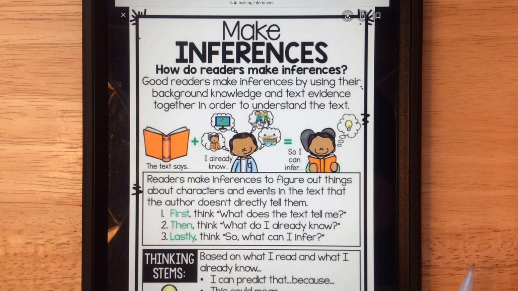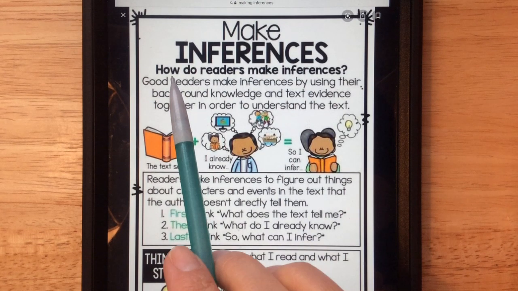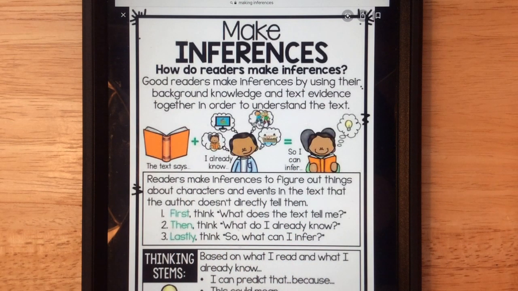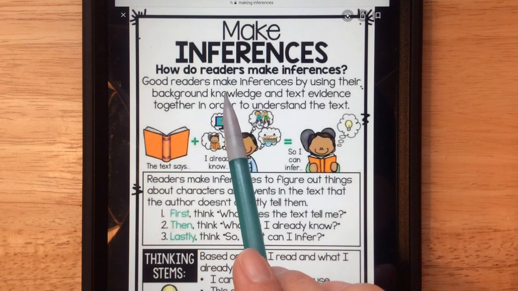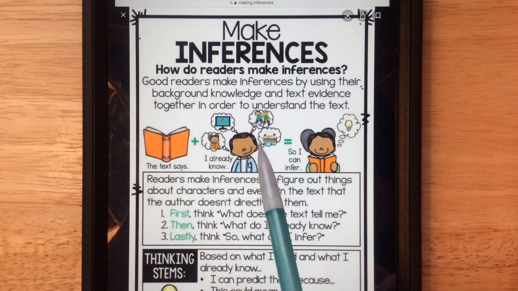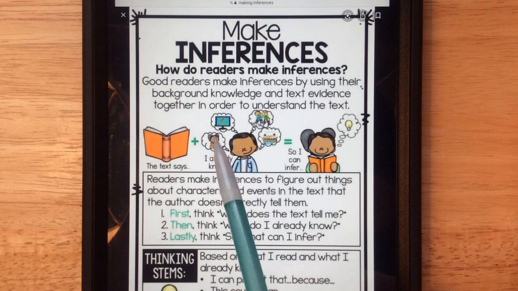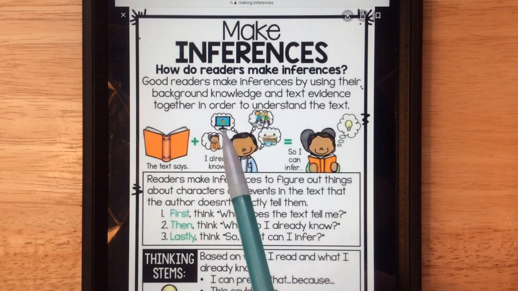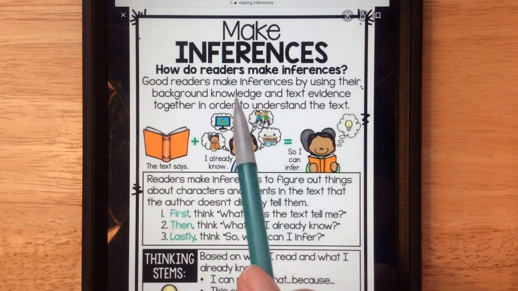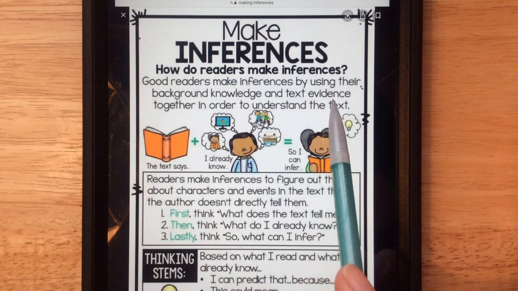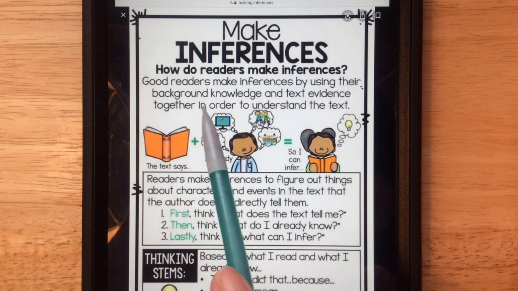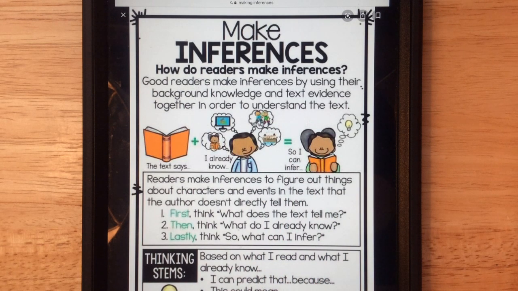Let's talk about what that means. How do readers make inferences? Good readers make inferences by using their background knowledge. Remember, that's all that information in your head. Sometimes I call that your schema. Remember that fancy word? You use your background knowledge and text evidence, so things you read directly in the text. You put them together in order to understand the text. It's kind of like drawing a conclusion.